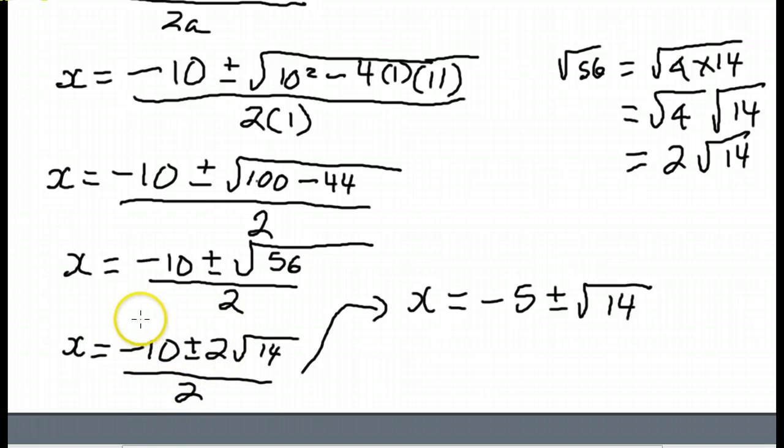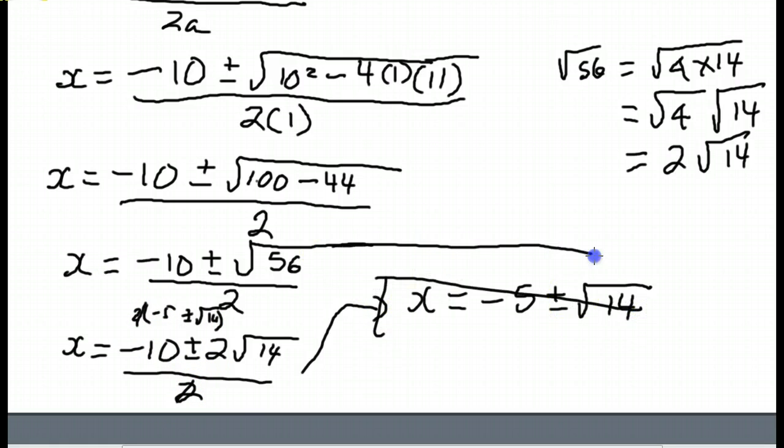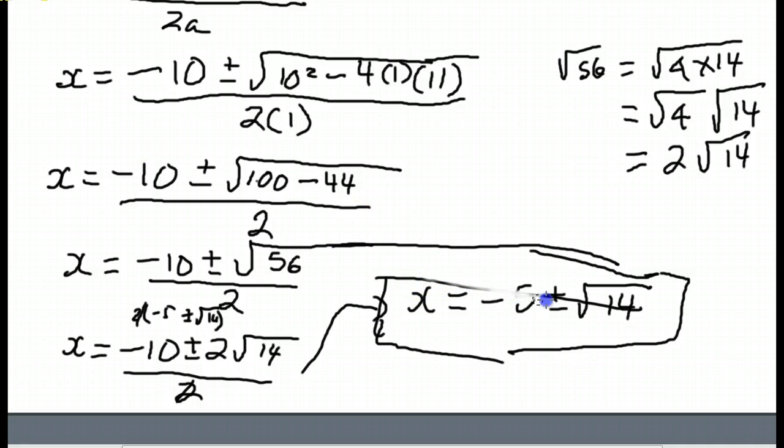In essence, really, this becomes 2 times negative 5 plus or minus root 14, and then the 2 here will cancel with the 2 down here. Okay, but whoops, didn't want to cross that off. I'm all over the tablet here. This is our answer, and this is our answer cleaned up. Negative 5 plus or minus. Always remember the plus or minus. Right? That's how we get the 2 roots. Root 14. Okay, 2 more to go.